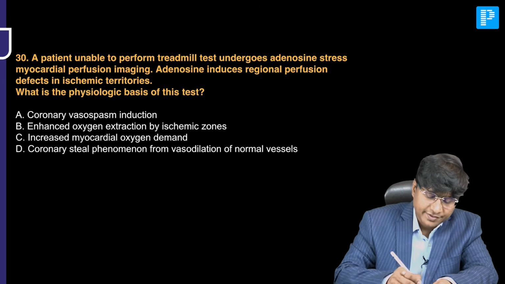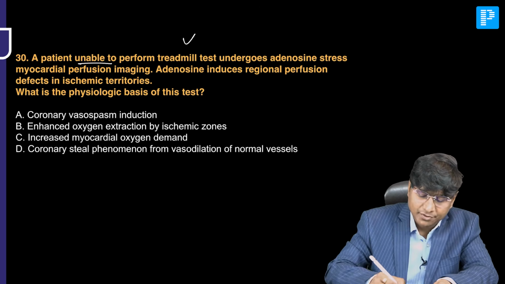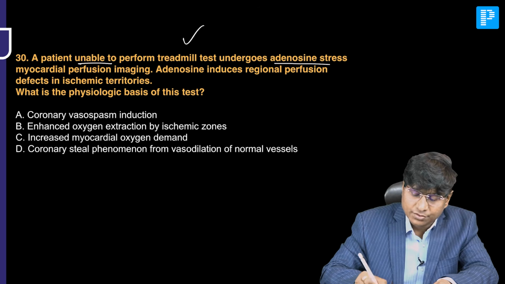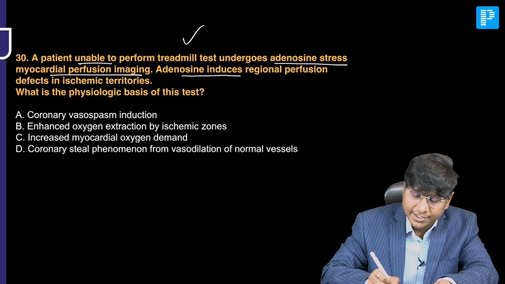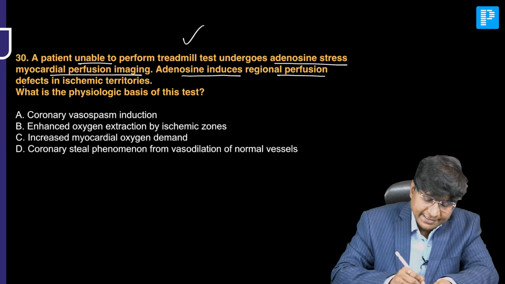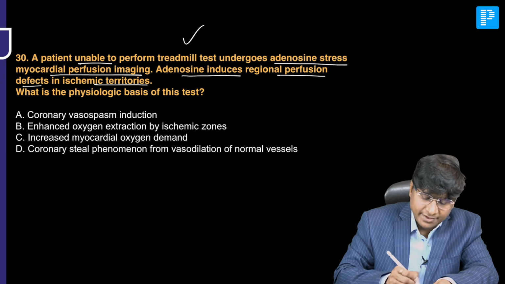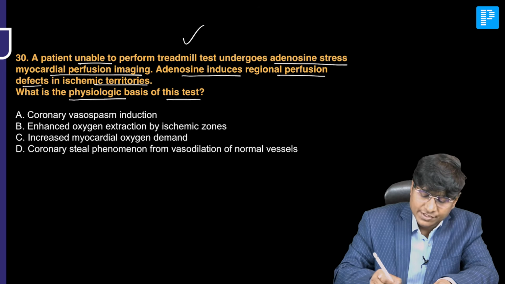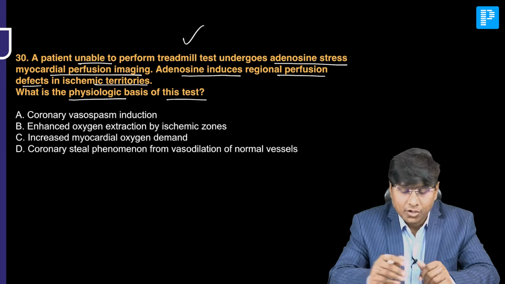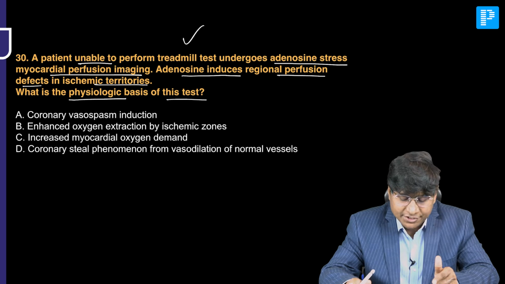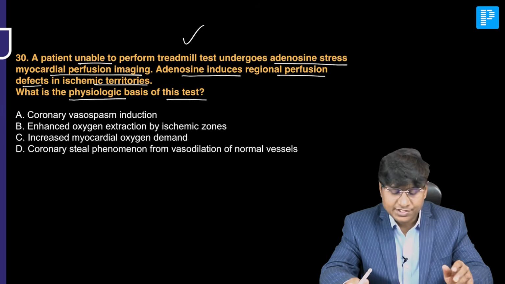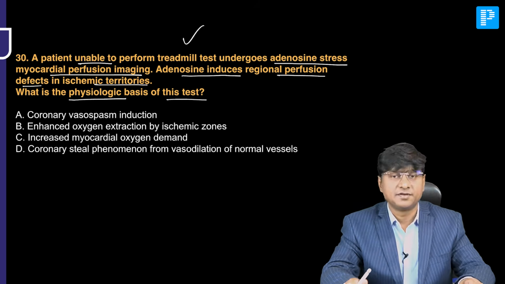Next. So you take the next question. A patient unable to perform the treadmill test undergoes adenosine stress myocardial perfusion imaging. Adenosine induces a regional perfusion defect in the ischemic territory. What is the physiological basis of this test? The options are coronary vasospasm induction, enhanced oxygen extraction by the ischemic zones, increased myocardial oxygen demand, and coronary steal phenomenon from vasodilatation of the normal vessels.